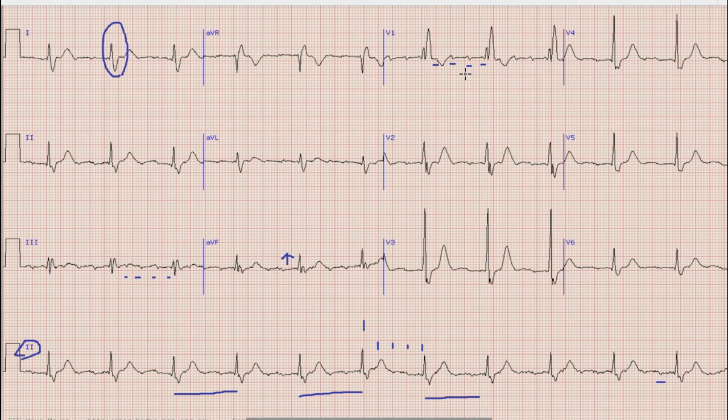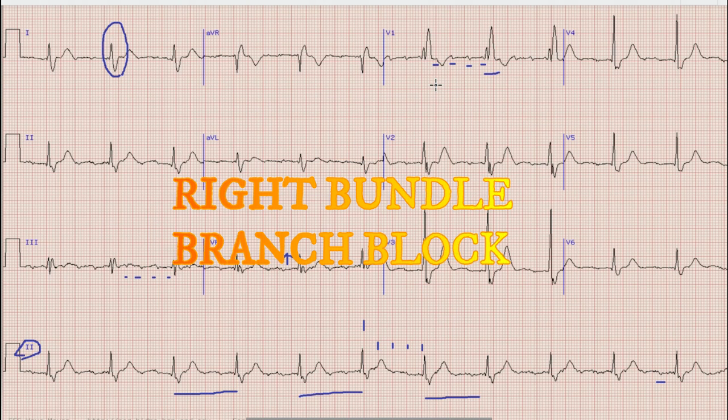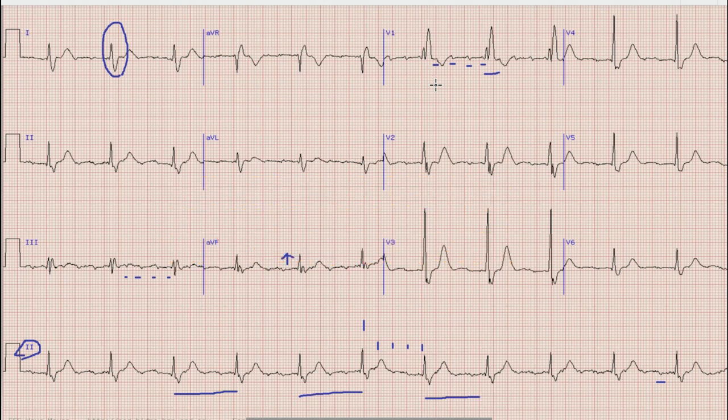Also, another important thing which we can note here is that there is a broad QRS complex in lead V1 along with an RSR pattern, which is very typical of right bundle branch block.